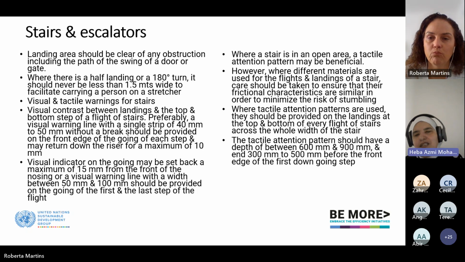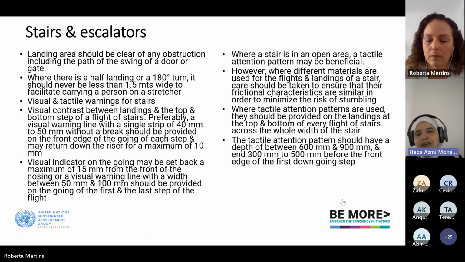So if the stair is in an open area, as I said, the tactile attention pattern may be very beneficial to persons with visual impairment. They should be provided on the landing at the top and bottom of every flight of stairs across the whole width of the stair.